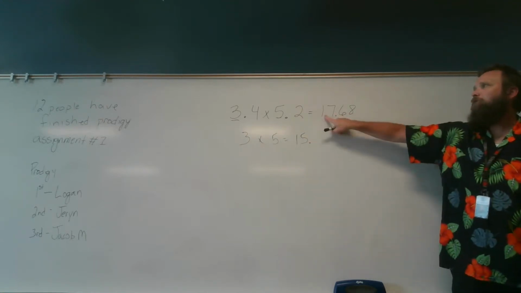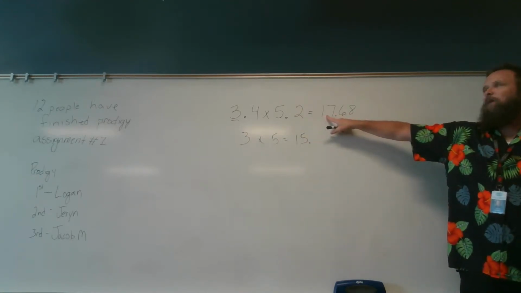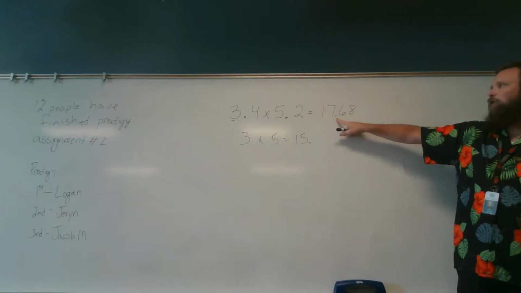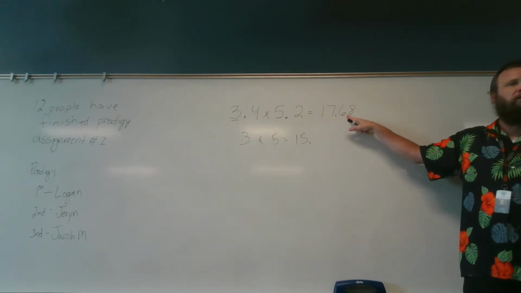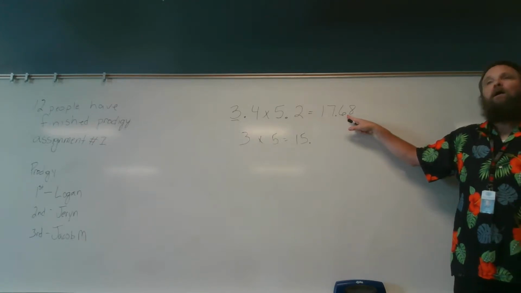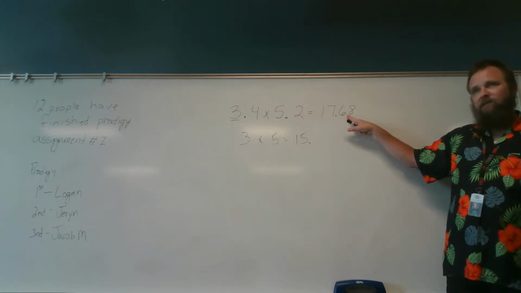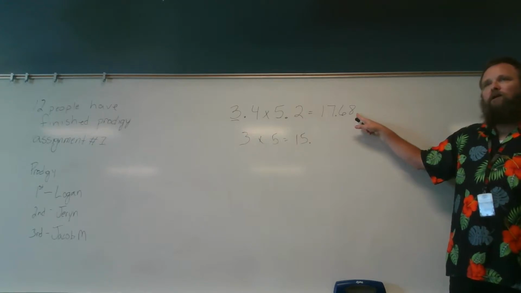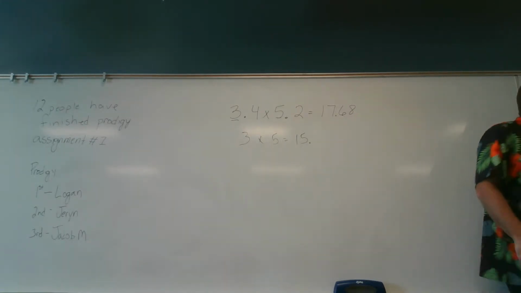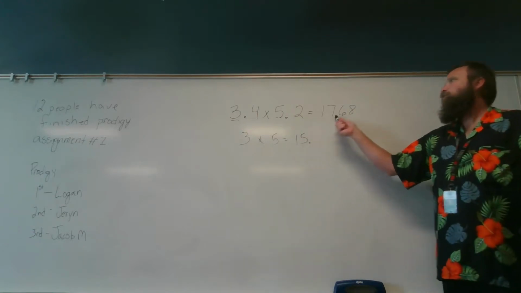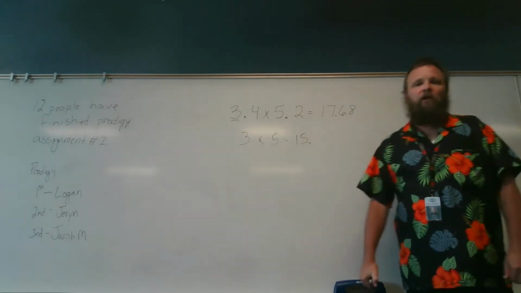If I put my decimal here, what's my whole number? If I put it here, what's my whole number? 17. If I put it here, what's my whole number? 176. And if I put it here, what's my whole number? 1,768. Good. So the only one that makes sense would be 17 as my whole number.